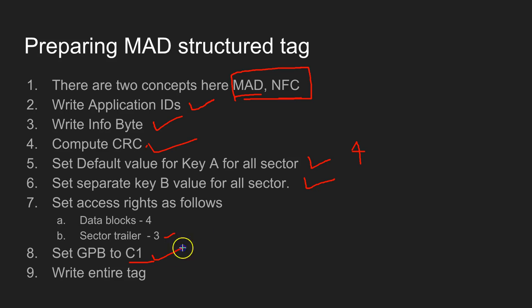I mentioned what exactly C1 means in my previous video. C1 means the tag consists of a MAD sector and whether it's a mono application or a multi application. I'm also going to show you some shortcuts where you can load the data from a file and write to the entire tag. This will be useful if you want to create plenty of tags of a similar kind.